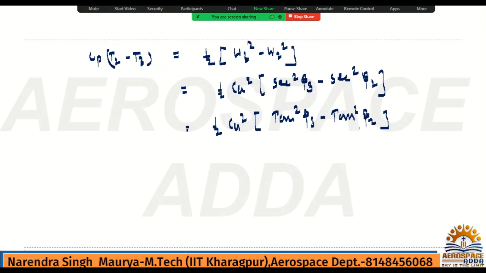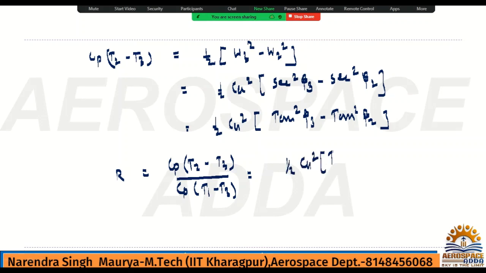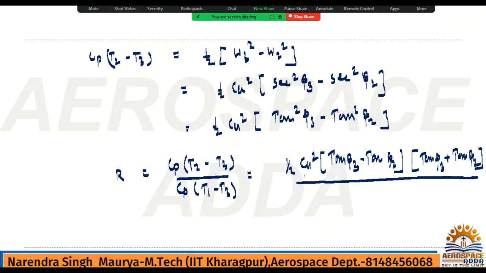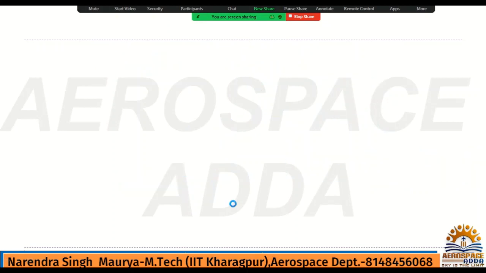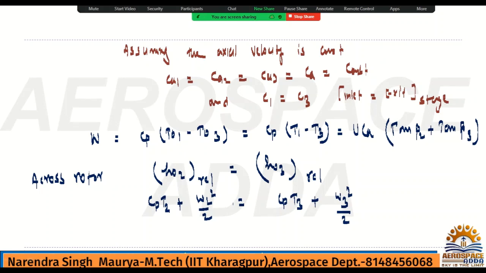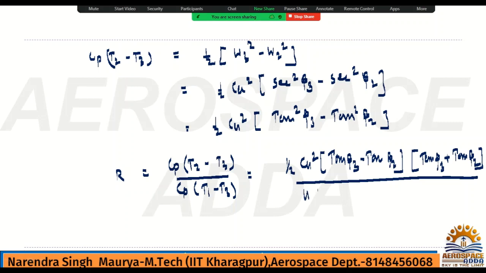So what is the degree of reaction R? This is Cp (T2 minus T3) divided by Cp (T1 minus T3) for the stage. If you combine this, the numerator is 1 by 2 Ca square. If you open this bracket, you will get (tan beta 3 minus tan beta 2) and the next bracket (tan beta 3 plus tan beta 2), divided by the stage work, which is U Ca (tan beta 2 plus tan beta 3).